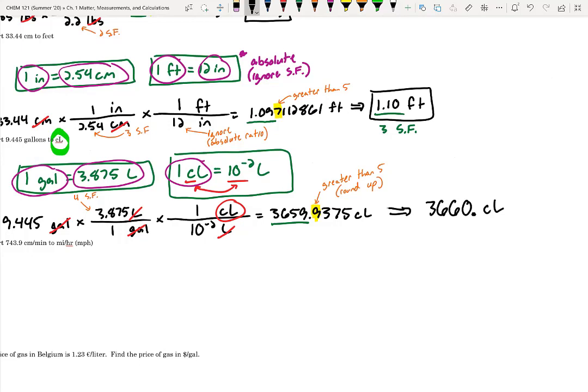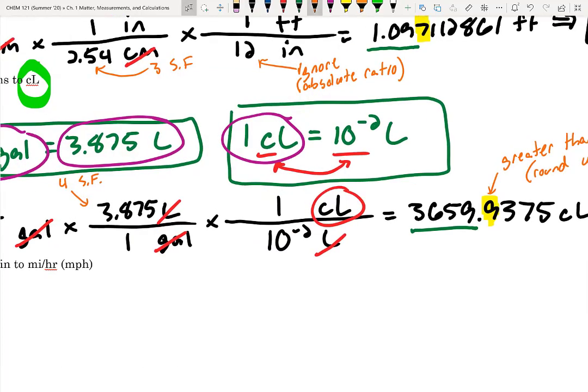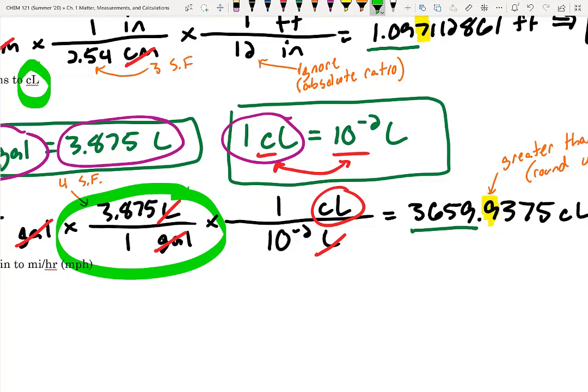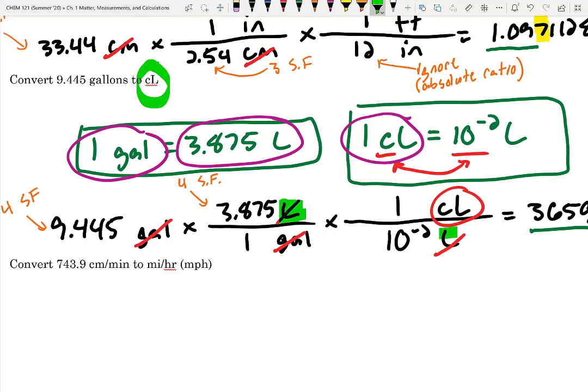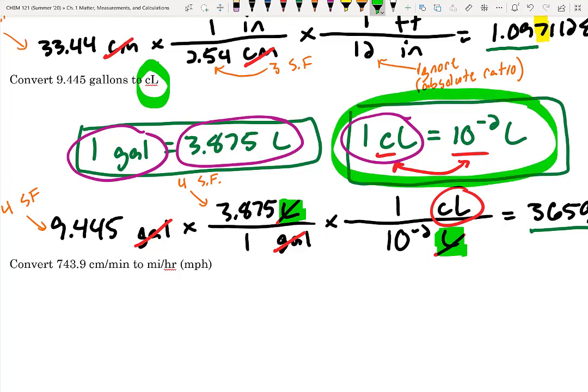So I have a question on how we got to essentially the 3660. I understand the multiplying across the top, but where does that 10 to the negative 2 come in? What am I missing? I'm missing a step here. Yeah, so at this point right here, let me highlight it. We've canceled out gallons, right? And we've gone to liters. But the question wasn't asking for liters, it was asking for centiliters. And so in this next step, we needed to cancel out these liters using a second conversion and get centiliters back out. And that's when we use this conversion factor. Is that making sense? Yeah, no, I understand that.